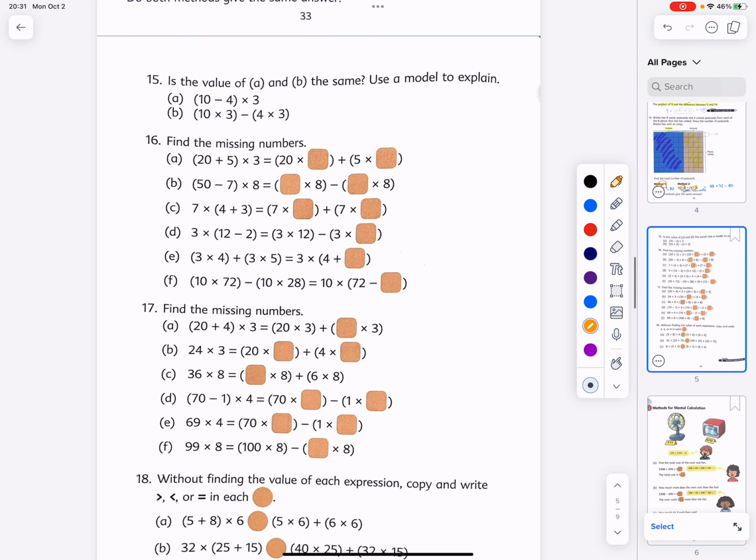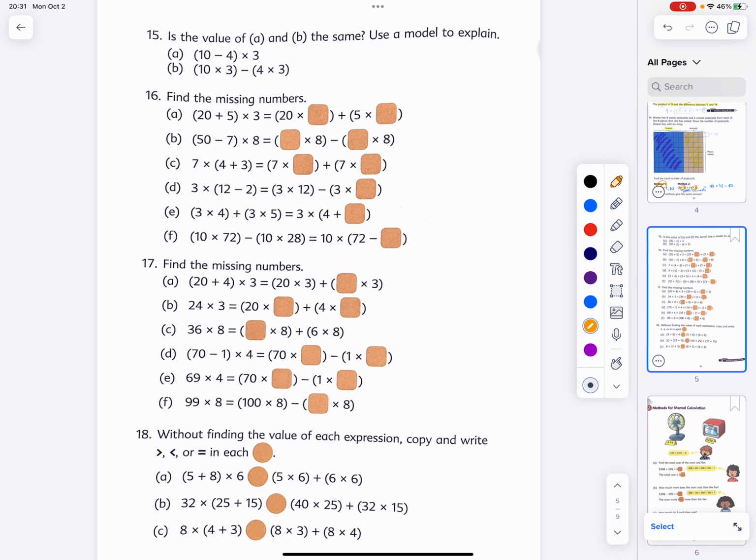Okay, so let's look at more examples. Is the value of A and B the same? Use the model to explain. We're not going to draw the model. However, what we're going to do is the difference of 10 and 4 multiplied times 3. Well, the difference of 10 and 4 is 6, multiplied times 3 gives us 18. We can also look at it from a different point of view. We can say, well, 10 taken 3 times is 30, minus 12 gives us 18. Whichever way we look at it, we get the same result.